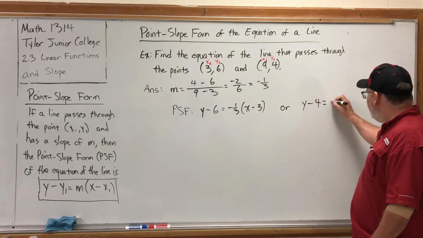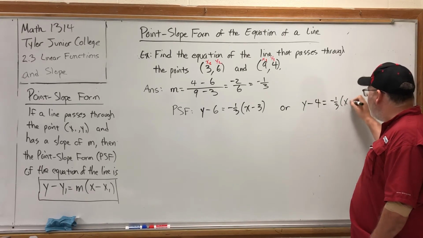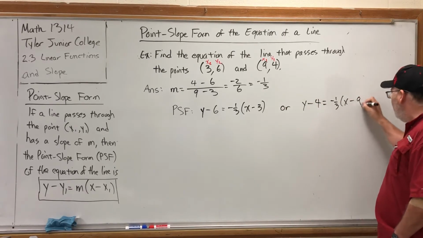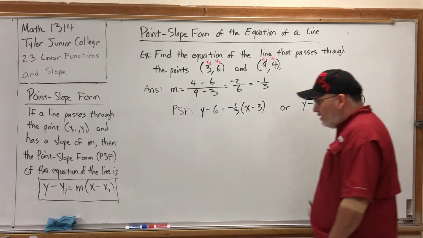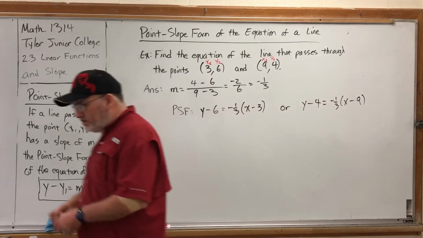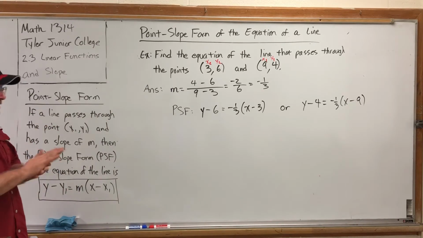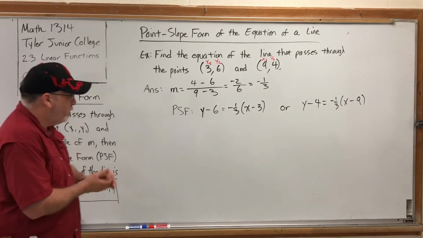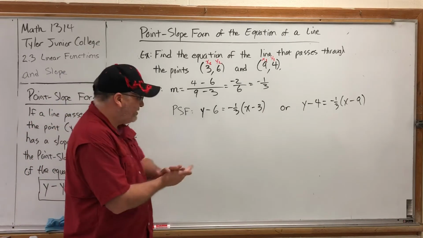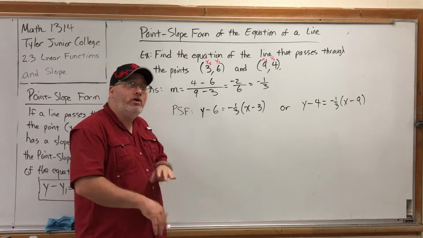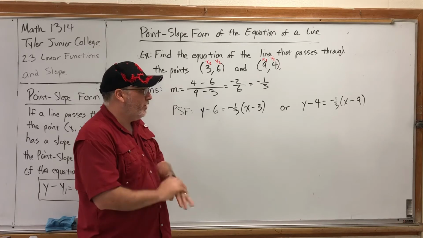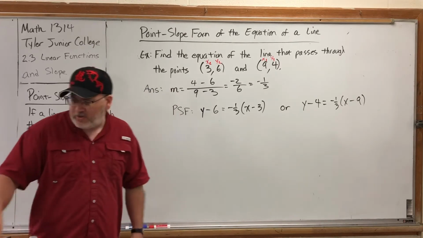The slope is still negative 1/3, but x minus x1 would be x minus 9. And I think it's pretty obvious that these two equations are not the same. Look at them. They both have the same slope, but one has y minus 6 and the other has y minus 4, and one has x minus 3 and the other has x minus 9. So what's going on here?